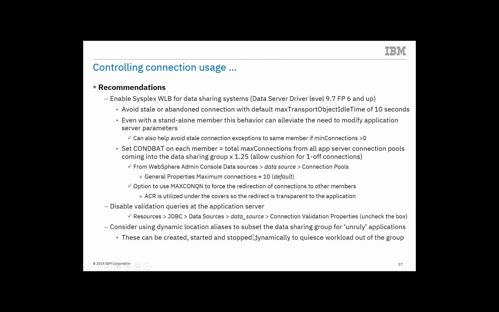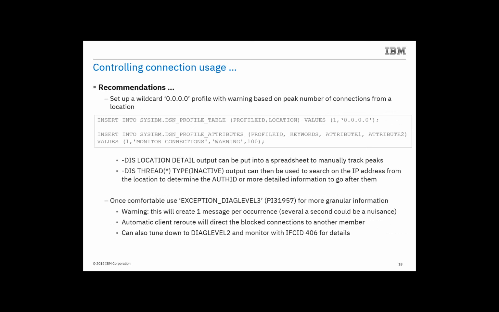You can also consider the use of dynamic location aliases. You get the applications that you don't really trust connecting to that alias, and you're always able to shut down that alias without affecting the rest of the DDF traffic, kind of at your will. So if these guys get out of control, you can manage the connections coming in from that application. And of course, as we mentioned, setting up a profile is a pretty good idea too.